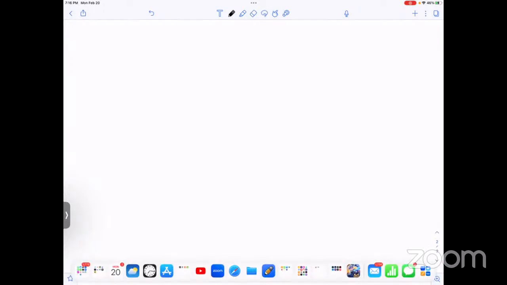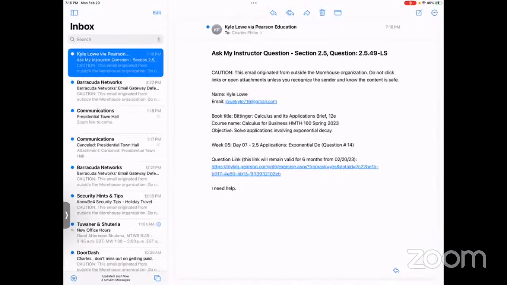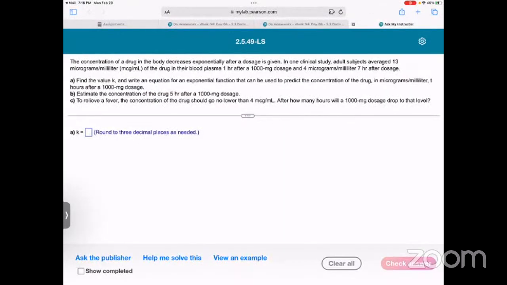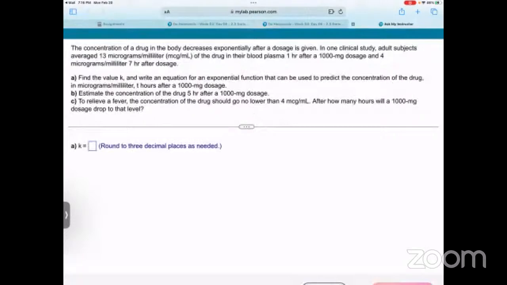Morehouse. Start here. This comes from 2.5. Okay, so this one comes from section 2.5, question 49.